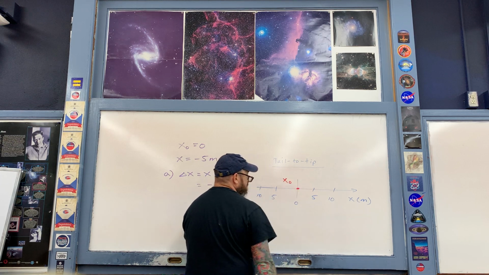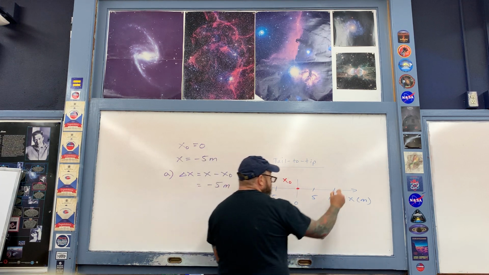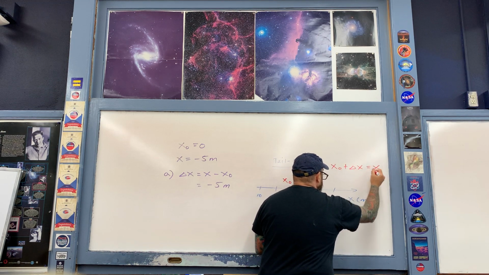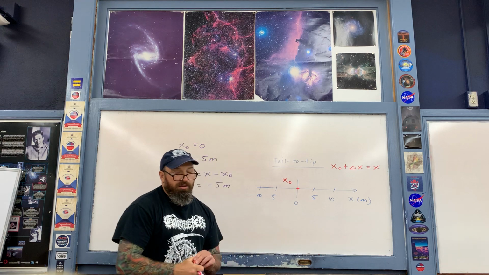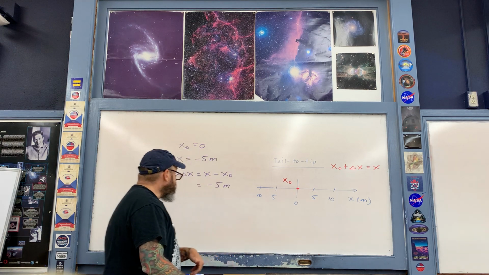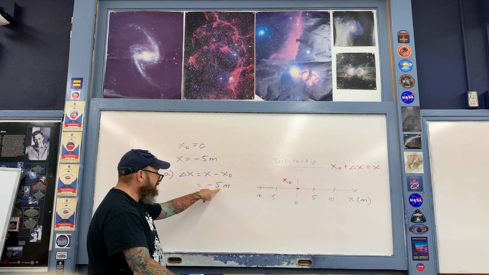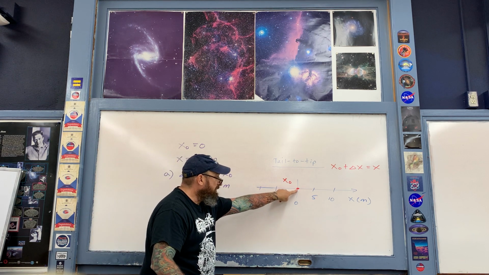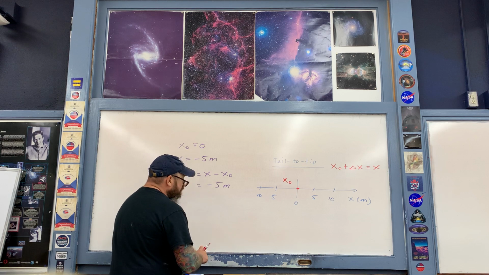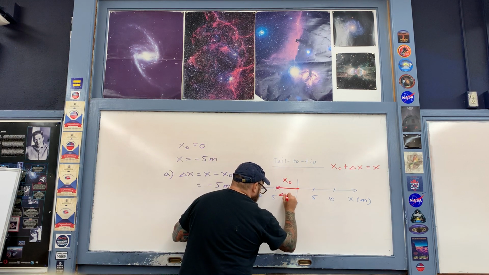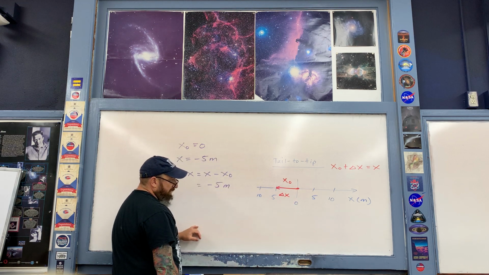So here's x naught. And now to show the tail to tip method, what we do is we take the initial, add to it the change to then get the final. So now what I have to do is place the tail of the second vector, delta x, this -5 meters, at the tip of the first vector, x naught. So then therefore that's drawn in the following way. Right here is the delta x vector, like so, of -5 meters.